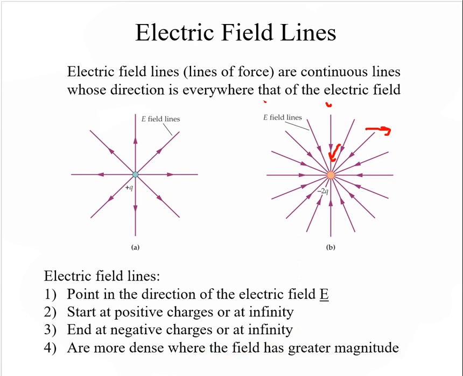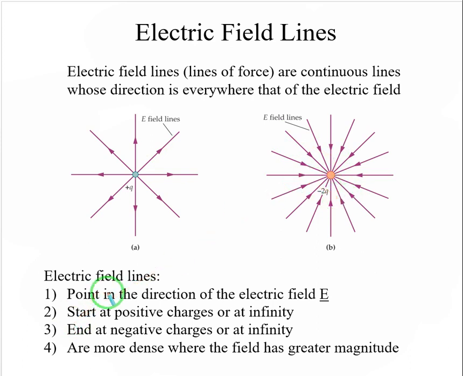So now coming to the electric field lines. If you can see, the electric field lines are continuous lines, because they continuously are emitted or absorbed by positive or negative charges, and their direction is everywhere that of the electric field. This is your positive charge and the direction everywhere is your electric field line. For a negative charge, the direction can be anywhere, but it is going to be absorbed.